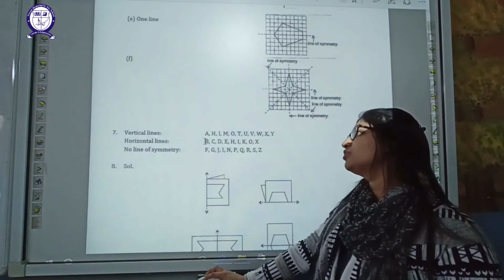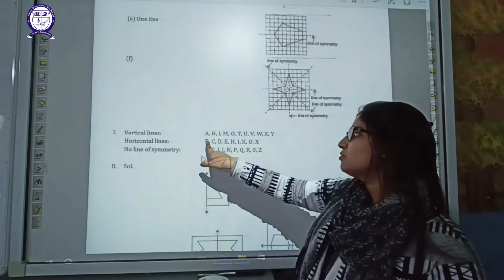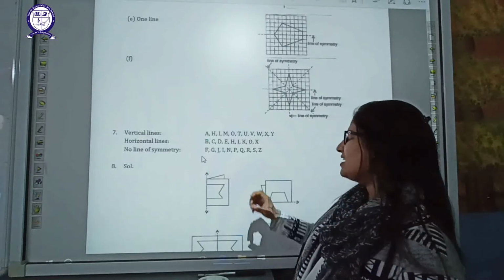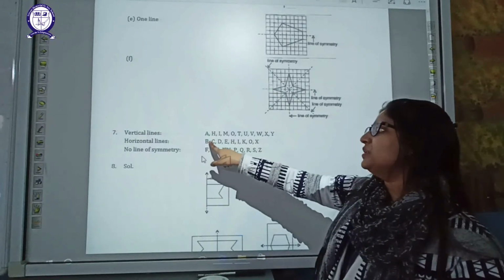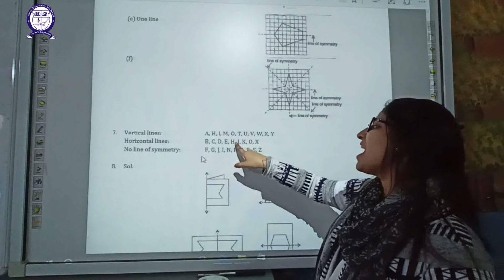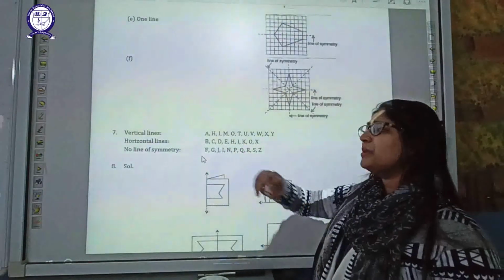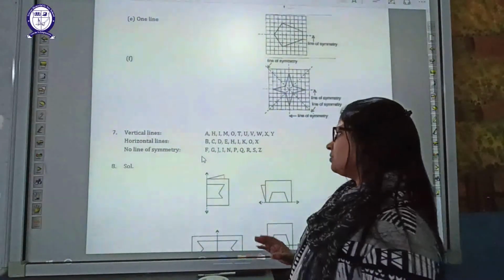So students, if you draw the horizontal line of symmetry, then it will divide the upper portion and the lower portion of the B into two equal parts, right? So we can draw it in the case of B, C, D, E, H, I, K, O, X. These are the alphabets which have horizontal lines of symmetry.